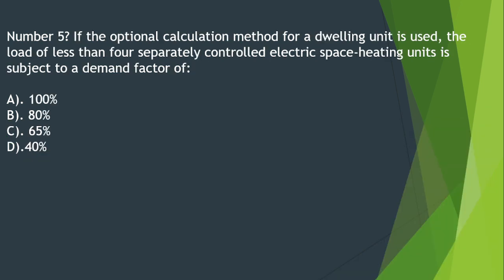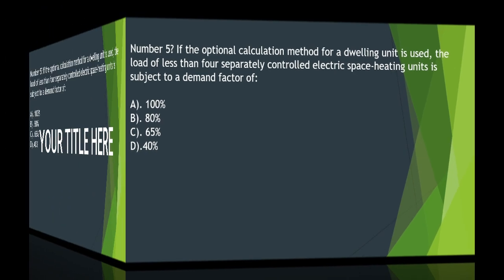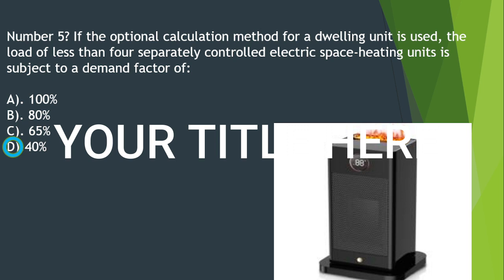Number 5. If the optional calculation method for a dwelling unit is used, the load of less than 4 separately controlled electric space heating units is subject to a demand factor of A. 100%, B. 80%, C. 65%, D. 40%. The answer is D. 40%.